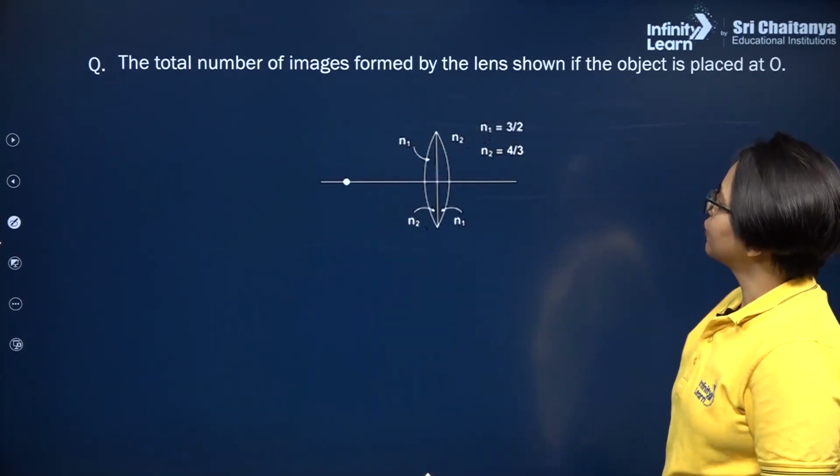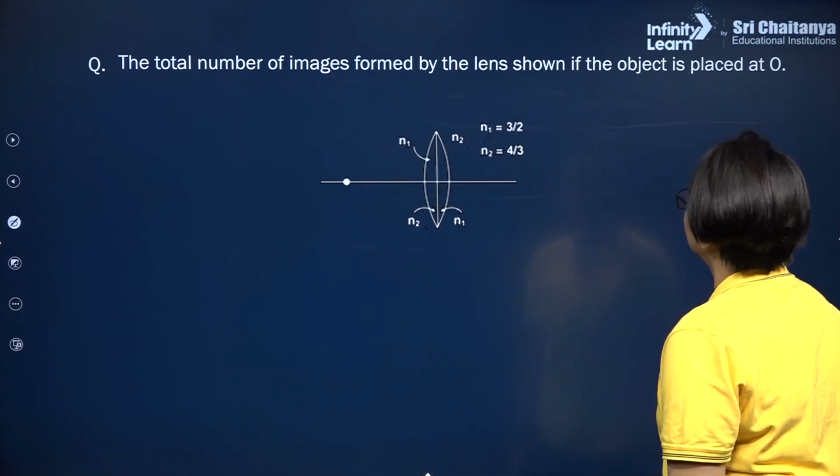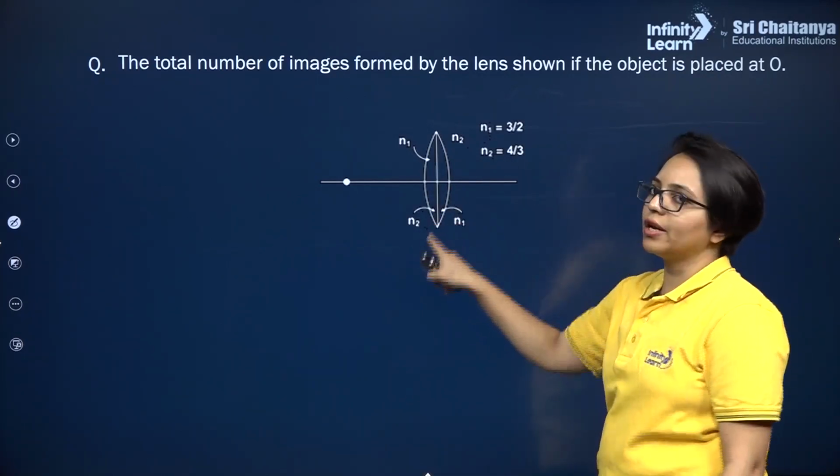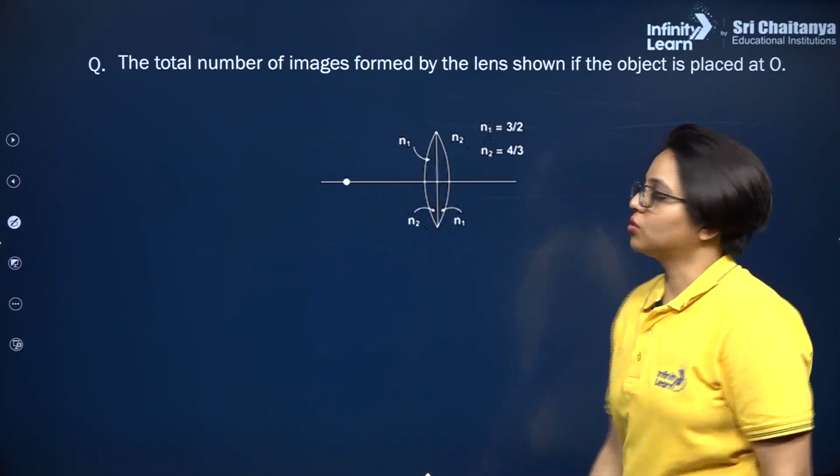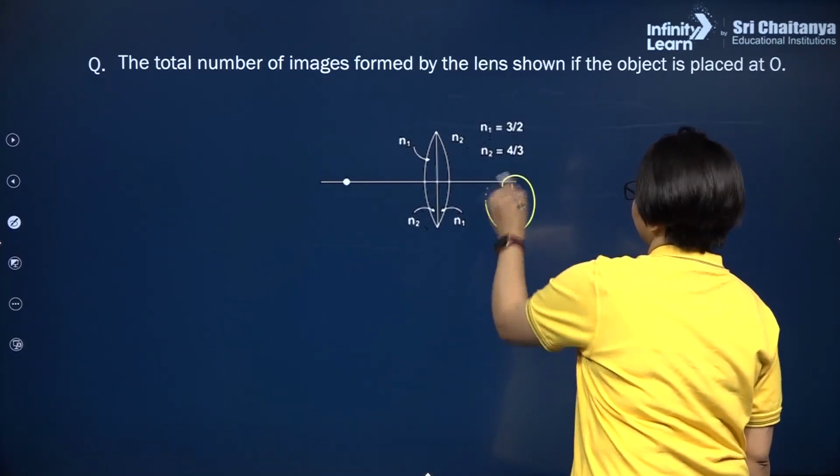Next is, the total number of images formed by the lens shown in the figure will be N1, N2. The focal length for these two portions will be the same. So total images will be 1.